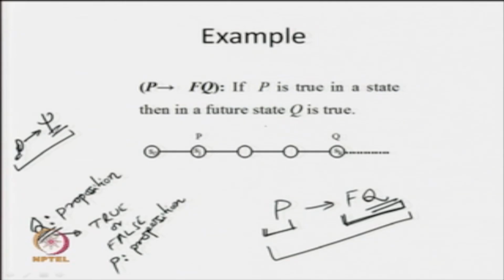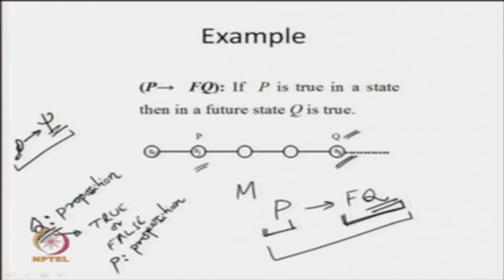Now, we are saying that P implies F q: if P is true in a state, then in a future state q is true. So, this is the meaning. Now, how are we going to get the meaning of this formula? Always we define it with respect to a model. Now, consider this particular model M. You have a state S k where q is true, and another state, say S j, where P is true.